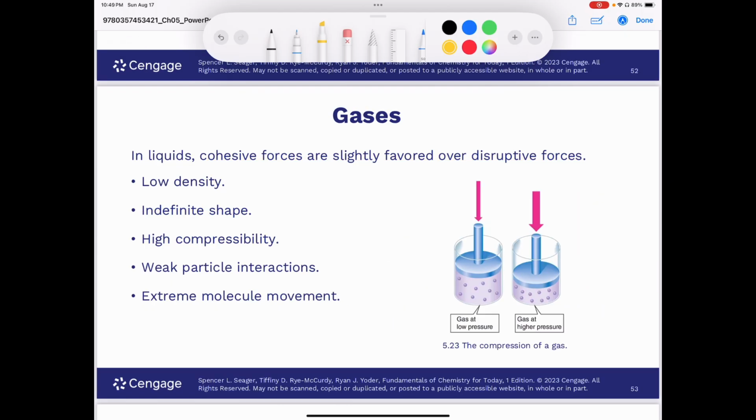In liquids, cohesive forces are slightly favored over disruptive forces, but in gases, disruptive forces are going to be favored over cohesive. Maybe we should edit this in the slide. These statements are true: gases have low densities. They don't have a defined shape. They're very compressible. The interaction between particles is extremely weak. In fact, sometimes we assume they don't interact with each other whatsoever, and there's a lot of molecular movement. This should be on the previous slide. When you read the textbook, it'll tell you that for gases, disruptive forces are favored over cohesive forces.